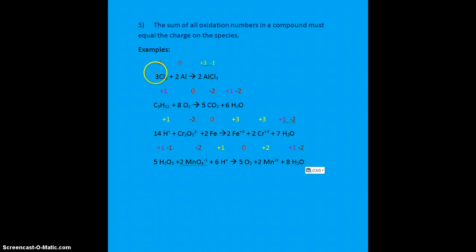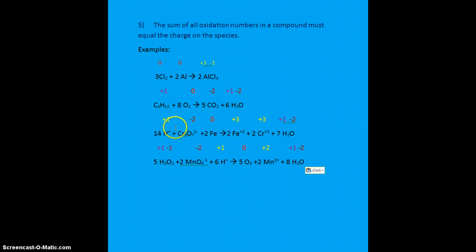Well, it makes sense here. If this is 0, the charge is 0, this is 0, the charge is 0, and a +3 and 3 -1s add up to the total ionic charge on aluminum chloride of 0. But it can be a useful tool when we're calculating other oxidation numbers. For instance, what if we want to know the oxidation number of the carbon in carbon dioxide? Well, we already know the 2 oxygens are each -2, that's -4 total, and therefore the one carbon has to be +4 for the whole molecule to be neutral. So yes, in carbon dioxide, carbon's oxidation number is +4.